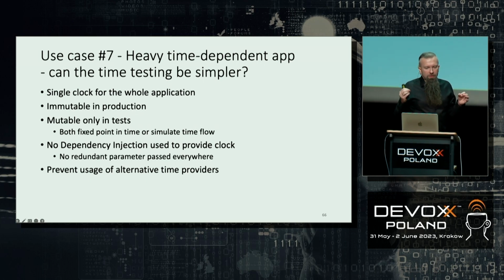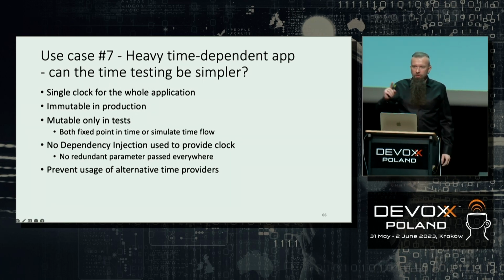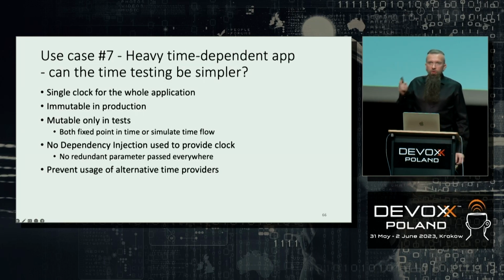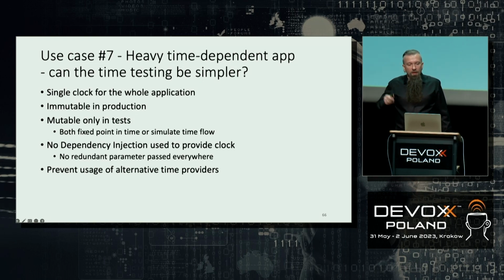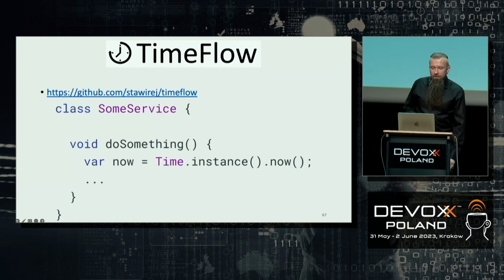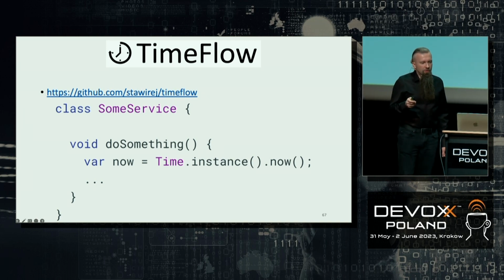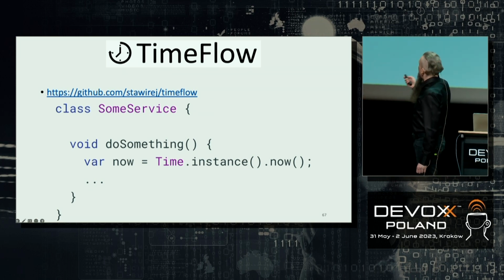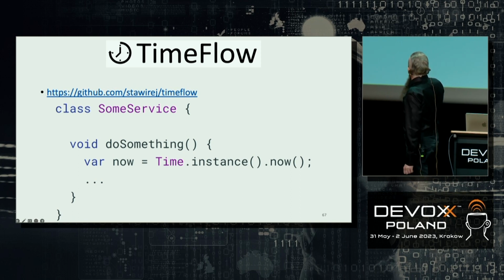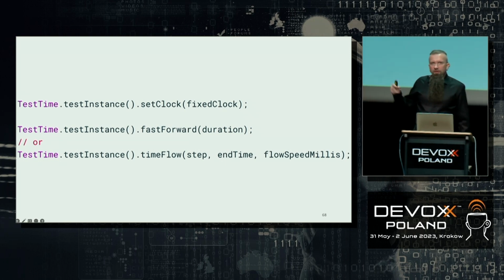So let's revisit this. We would like to have a single clock for the whole application, immutable in production, mutable only in tests, for both a fixed point in time or simulated time flow, with no dependency injection used to provide the clock, so no redundant parameters passed everywhere, and preventing usage of alternative time providers. I came up with a time flow library I wrote for the projects, which is a wrapper for the system current UTC time, and we are just going to use this singleton time instance, now.